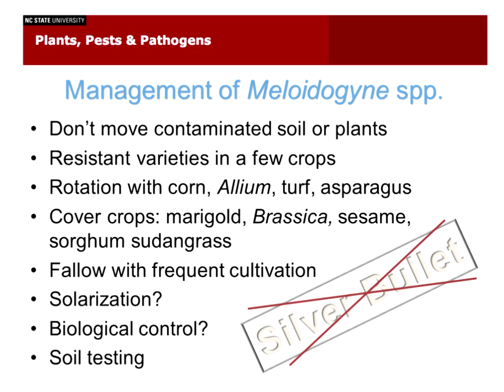Just a few words about the management, or I wouldn't even dare to use the word control, of root knot nematodes, which are in the genus Meloidogyne. There are several species, three or four major ones here in the state of North Carolina, the principal one being the southern root knot nematode, or Meloidogyne incognita. And it's really important to know that there is no silver bullet. There's no magic answer to how to take care of these kinds of nematode problems in the soil.